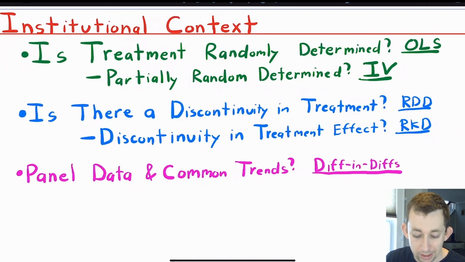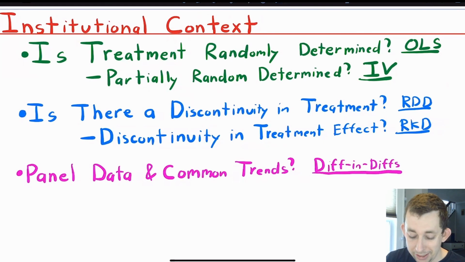If you think there's a discontinuity in treatment, like with blood alcohol level, if you're above a 0.08, you have a DUI, and if you're below a 0.08, you do not have a DUI, that is a discontinuous treatment. That's a regression discontinuity design. You might also think there's a discontinuity in the effect of treatment at a certain point, and that's called a regression kink design. And if you have panel data and you think common trends holds, then you have difference in differences.